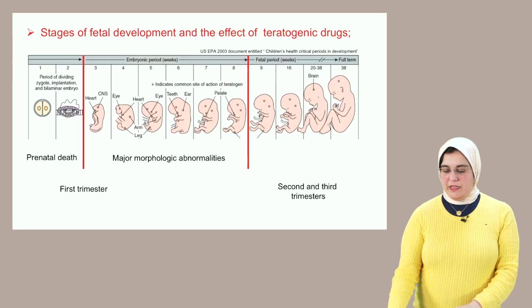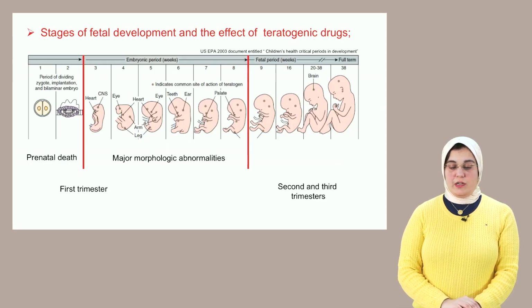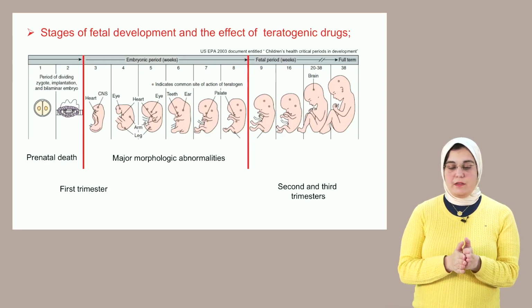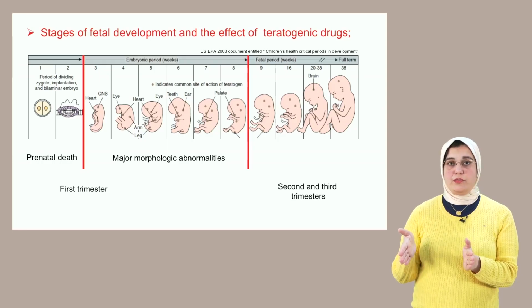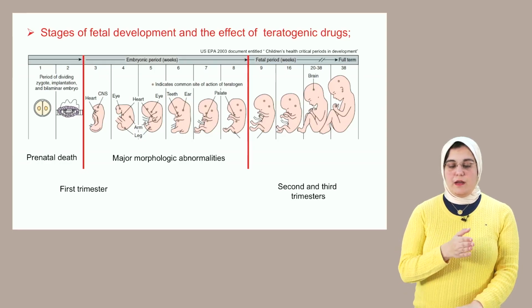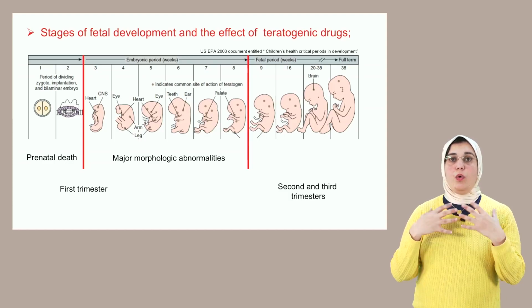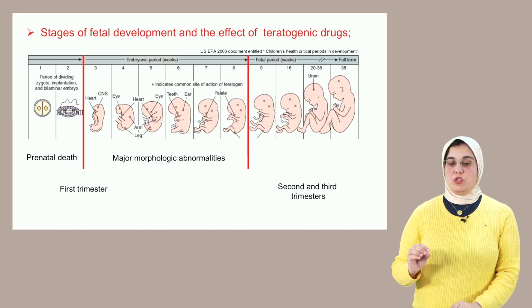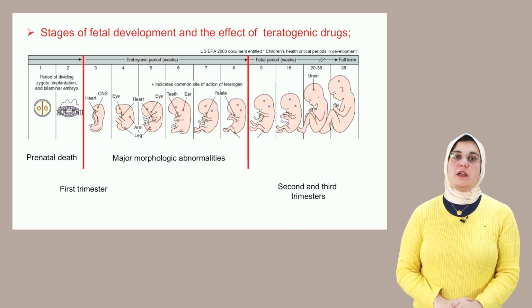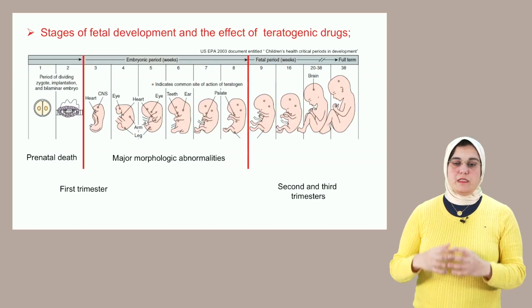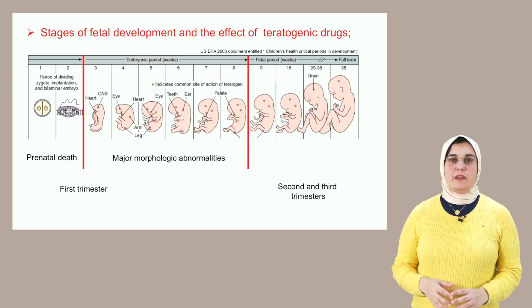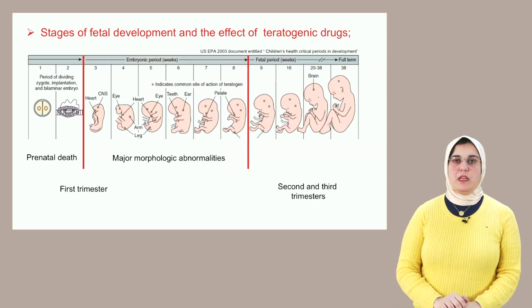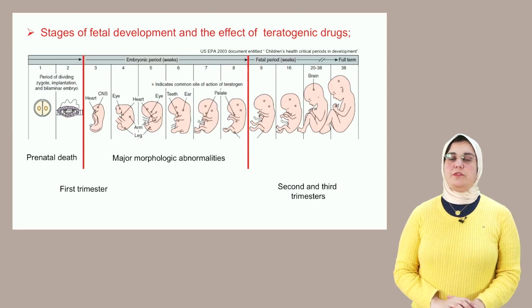If the mother takes a teratogenic drug from the 2nd to the 12th week of gestation, it's the period where all organs are formed. So if she takes a teratogenic drug, the baby will get major morphologic abnormalities. It means the body shape will be completely different, and also the function will be different.